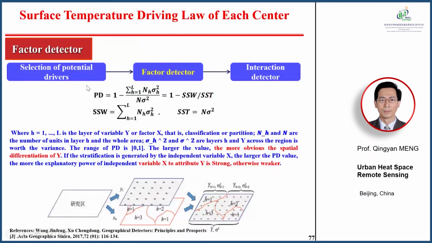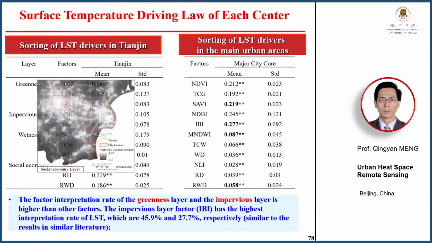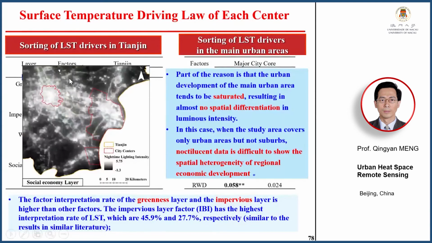So we used the PDSSW, and you can read a study from Professor Wang Jinfeng's papers on the geographic detectors, where there are some detailed explanations. Then we studied the sorting of the LST's drivers in Tianjin. You can see this here.